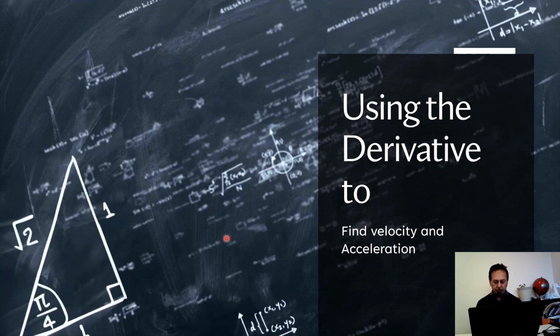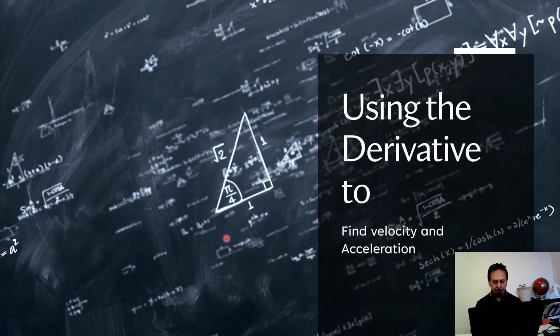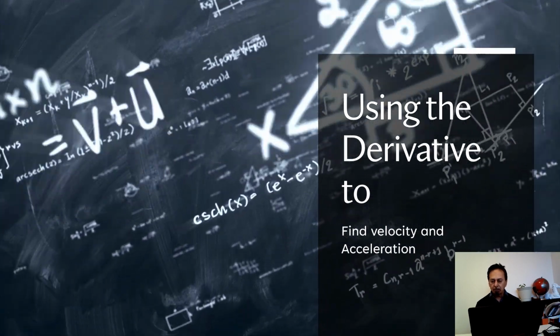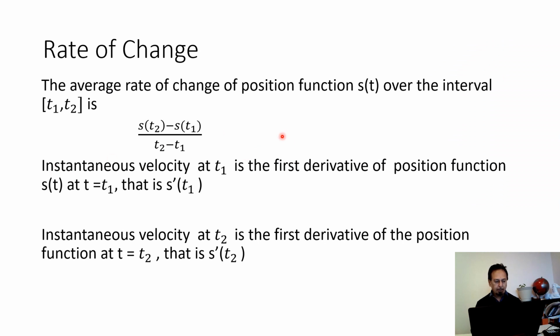Using the derivative to find velocity and acceleration. Rate of change. The rate of change of position function s of t over interval t1, t2 is s of t2 minus s of t1 over t2 minus t1. Instantaneous velocity at t1 is the first derivative of the position function s of t1. Instantaneous velocity at t2 is the first derivative of position function s of t evaluated at t2.